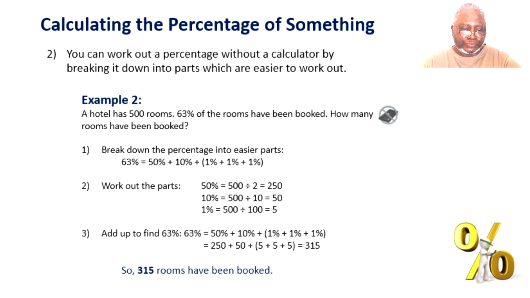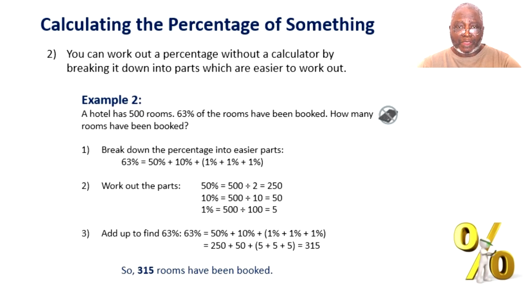Let's look at example 2. A hotel has 500 rooms. 63% of the rooms have been booked. How many rooms have been booked? You can break down the percentage into easier parts, which is important because working with 63% can be a little bit challenging. So break it down. 63% is equal to 50% plus 10% plus 1% plus 1% plus 1%. That is the 3% broken down. That's why it's up there in brackets.